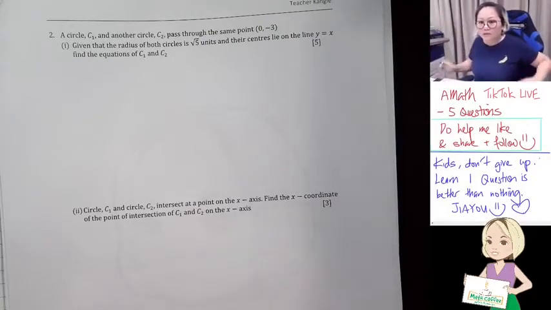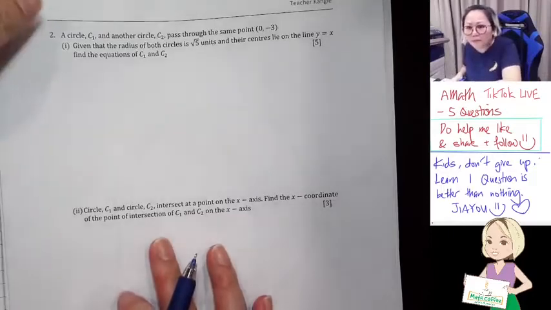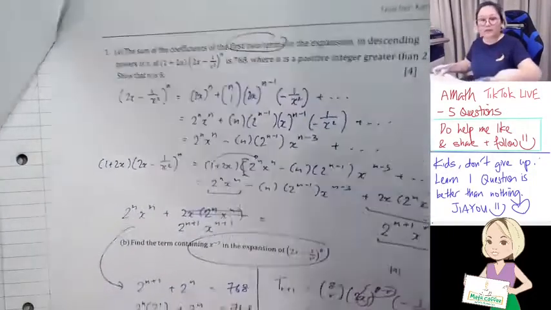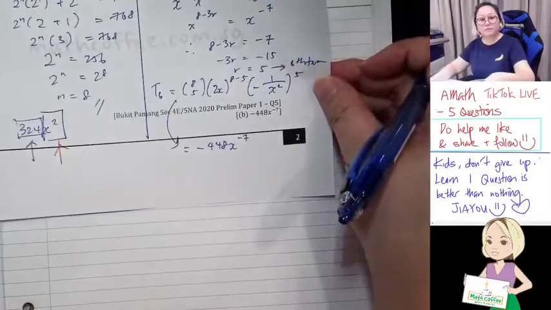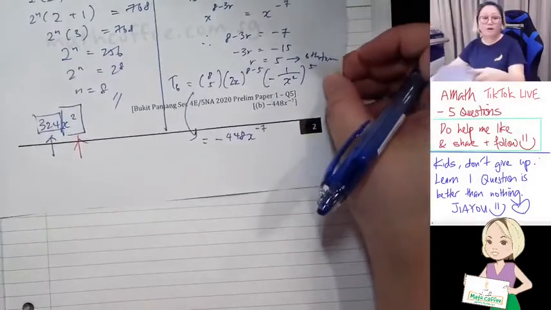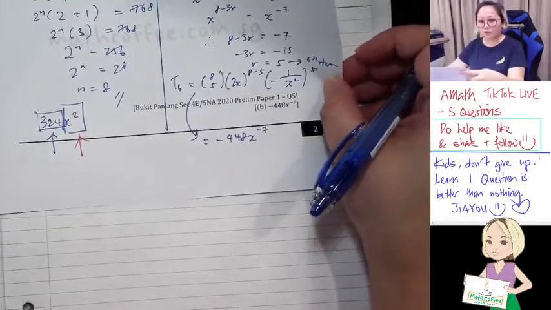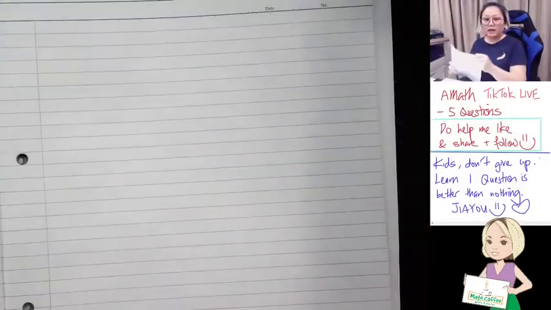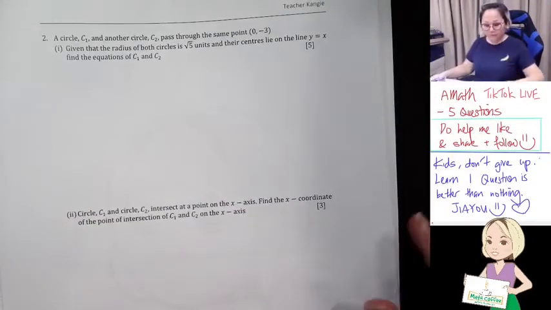X to the power of 7. No, can it be 448 x to the power of 7? No, it's x to the power of negative 7. Okay? No, you cannot remove it. X to the power of 7 and x to the power of negative 7 are two different things. Okay? Next question is circle.